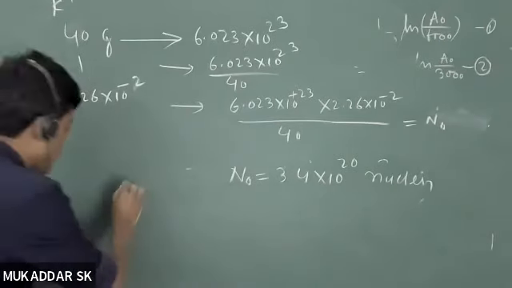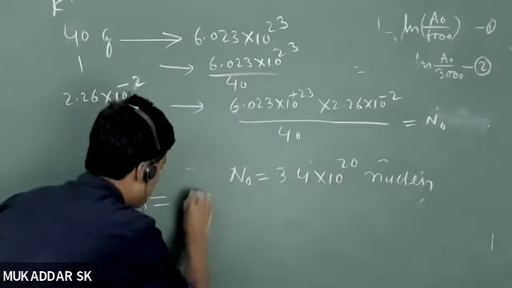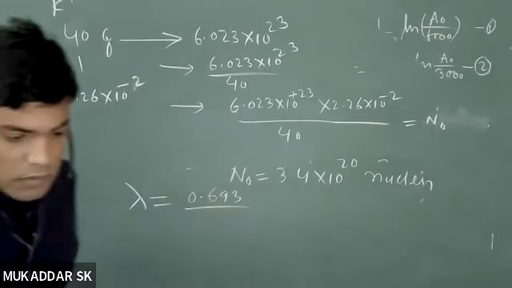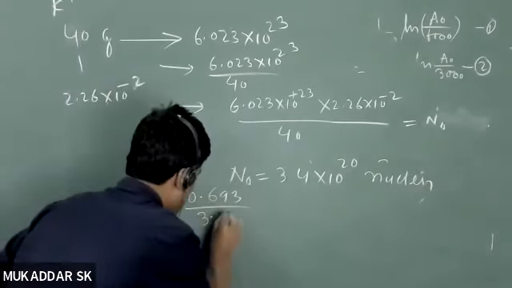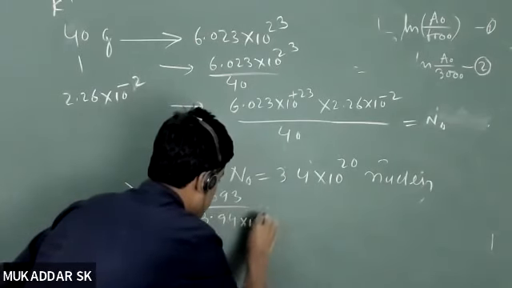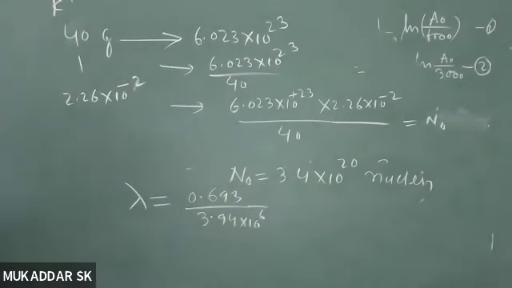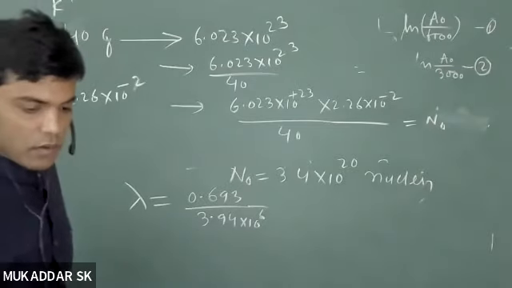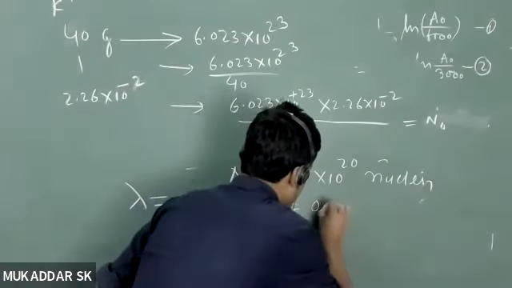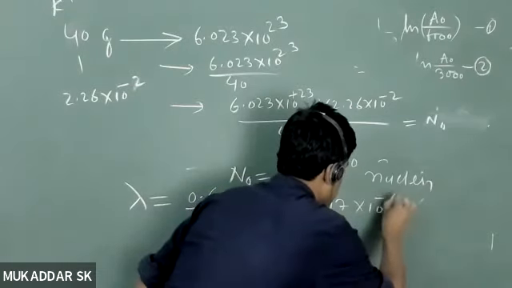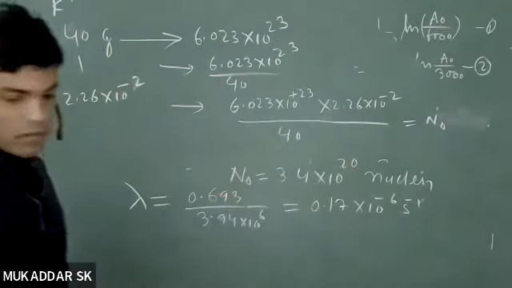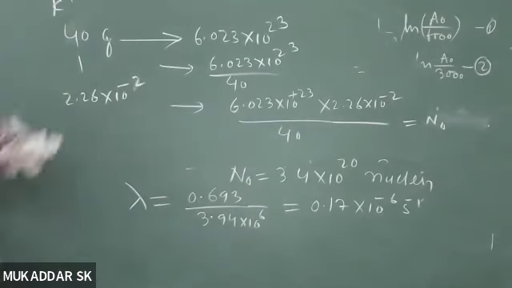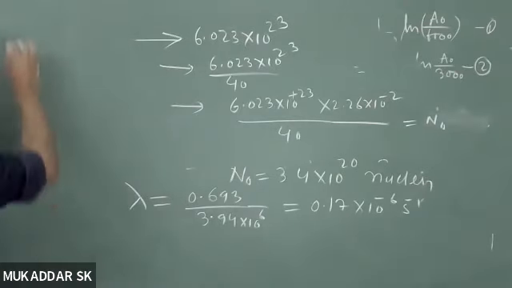Then you have to calculate lambda. We can do that because the half-life is given. So lambda is 0.693 by T half. T half was how much? 3.94 into 10 to the power 6, right? So can you calculate this number? If you calculate, you will get 0.17 into 10 to the power minus 6 second inverse. Okay. So now I can calculate that activity.